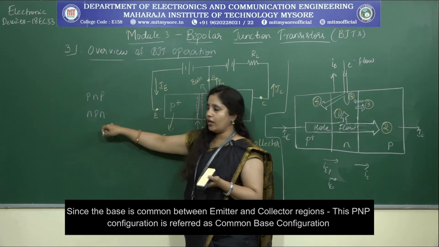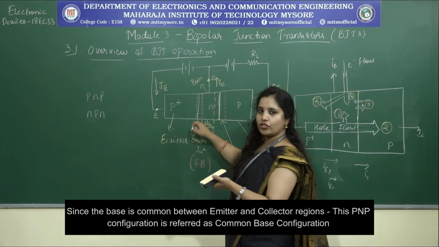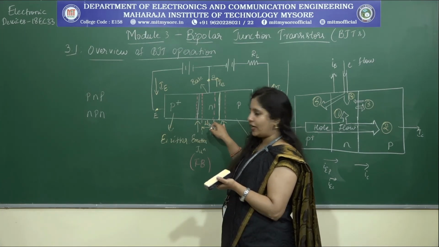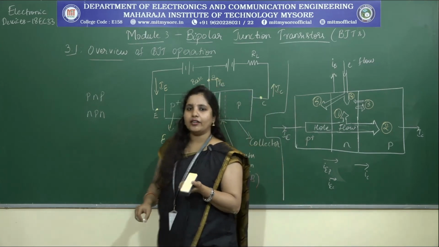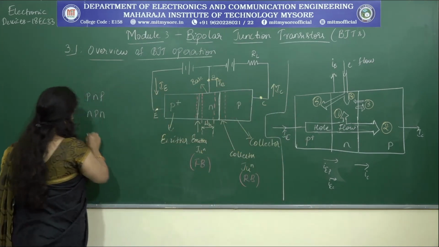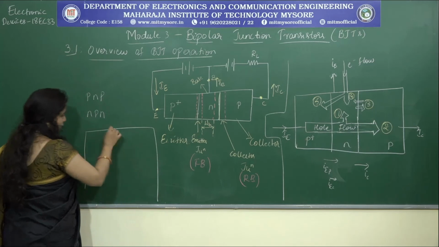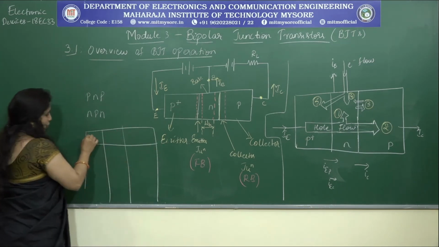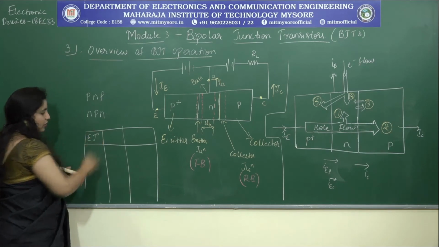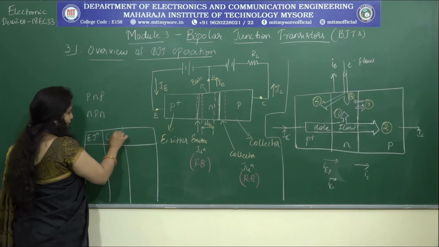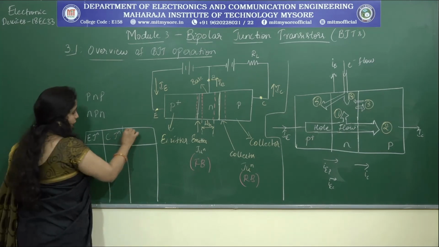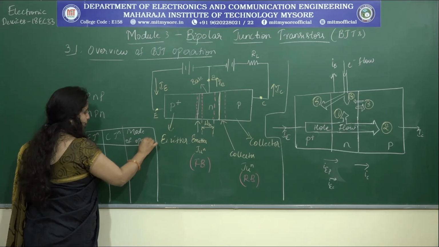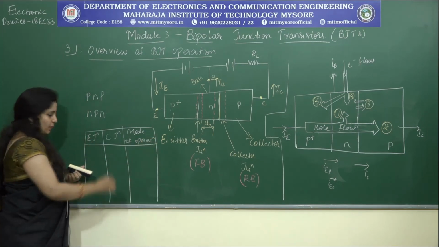Now let me see the four different cases I mentioned for the emitter junction and collector junction: forward biasing and reverse biasing. Let me tabulate that and tell you the different regions of operation. We'll go into that in detail in the upcoming sessions. So this is the emitter junction and this is the collector junction that I'll represent, and let me say the mode of operation. Now what are the four possible cases?